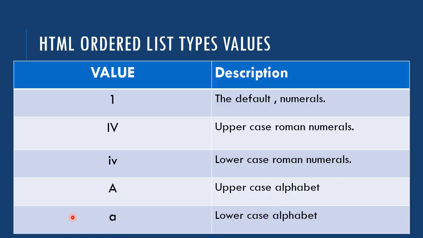Then the HTML ordered list type values. Again, we see the default value 1, 2, 3, 4, 5. Then the uppercase Roman numerals. These are the values which we can take: lowercase Roman numerals, uppercase alphabet, lowercase alphabet. We can type this value in the ordered list opening tag.